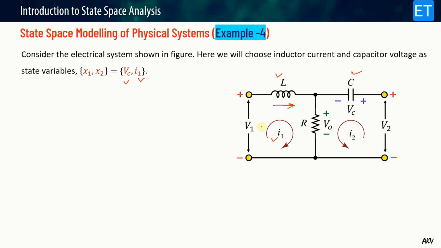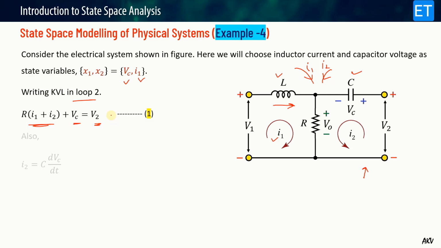And now let me write some differential equations. So first I will write the KVL in the loop 2. I mean in this second loop I am writing this KVL. So obviously this V2 equal to Vc plus V0. V0 is actually R into (I1 plus I2). Both the currents are actually going inside this R, so they are additive. Okay, I1 and I2. So this branch is taking I1 plus I2. So this R into (I1 plus I2) you can see, plus Vc equal to V2. So that is KVL in second loop. Also in this second loop, this I2 equal to C dVc by dt.